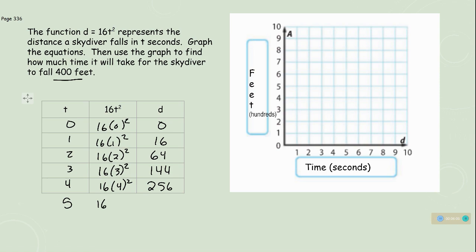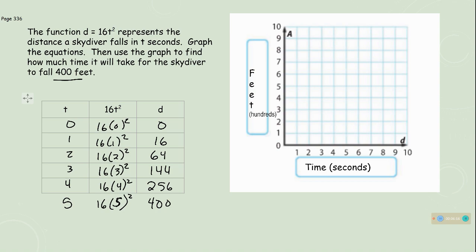So this would be 16 times 5 squared. That would be 16 times 25. And that would be 400. So we know what our answer is.